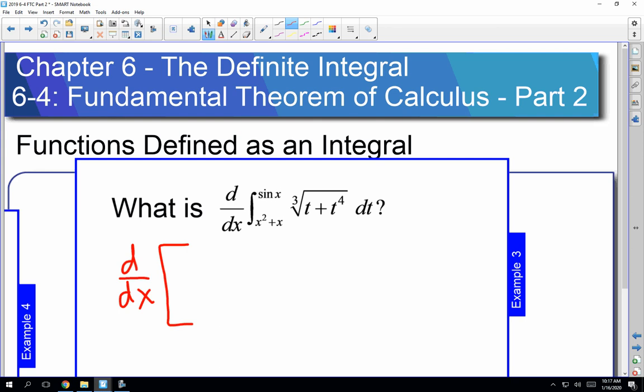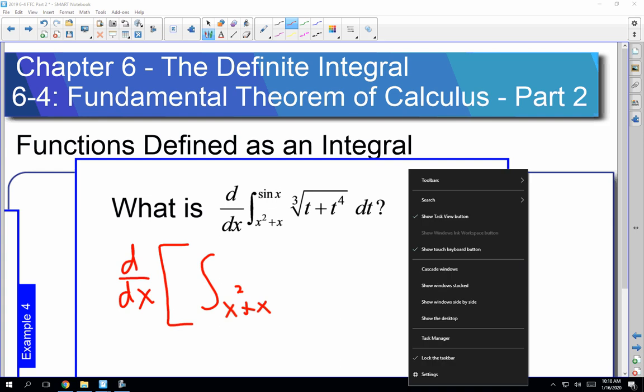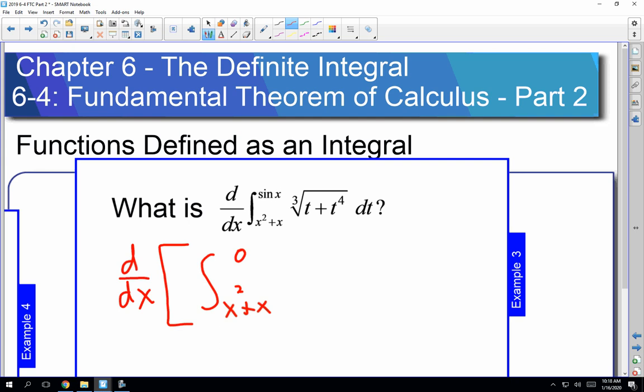It's two separate integrals, but let's just do this. We can go the integral from x squared plus x to, and because when you have a real number up here and you take the derivative, the constant will be 0. So I can choose any value I want to be my upper limit. It won't matter. So I'm going to just choose 0. And then I'm going to put in the function cube root of t plus t to the 4th dt.